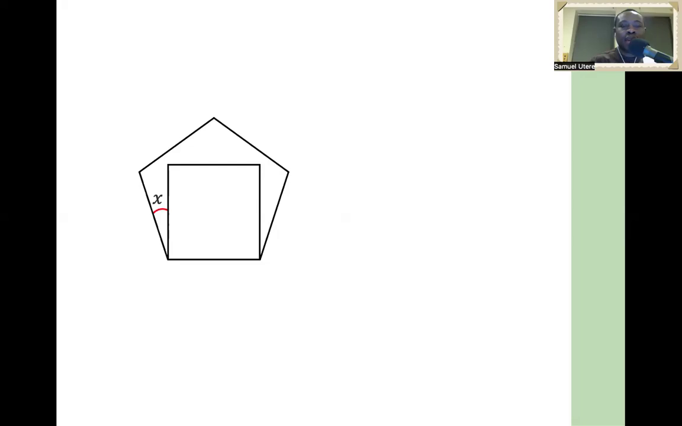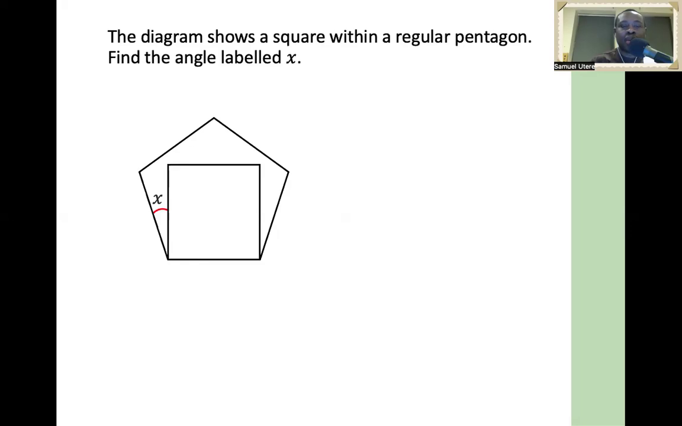Here, we have been asked to find x. How do we go about this? Have a think. What do you know about the angle x and this other angle here? Well, we know that the interior angles in a pentagon sum to 540 degrees.